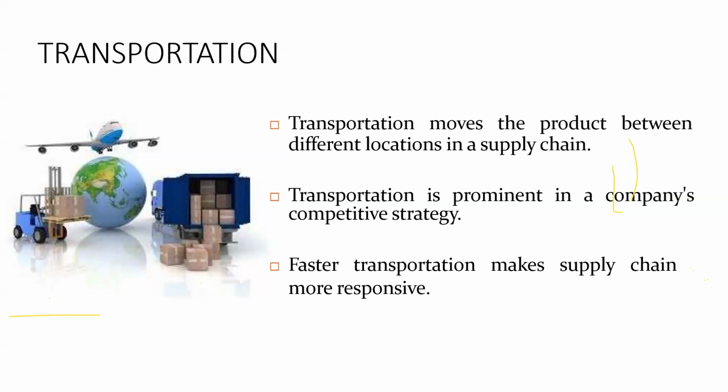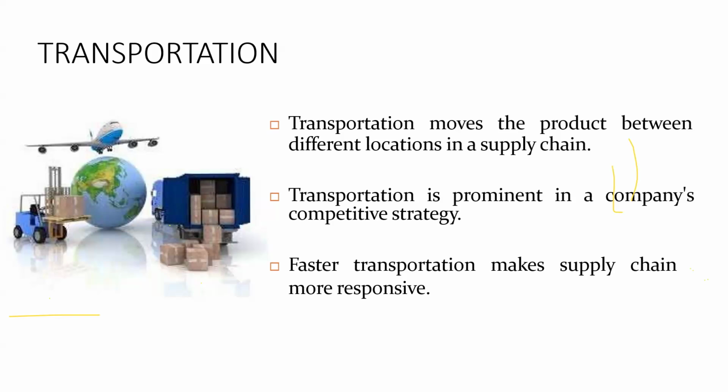And faster transportation makes the supply chain more responsive. So when will a customer be happy and satisfied? Imagine a scenario where the customer has received a wrong product, but it has been delivered at least a day before the promised date. You can see the customer will not be so furious. But even if you are giving the right product to the right customer, but you are delaying the distribution service, any customer will be dissatisfied with your product and service. That's the mentality of the customers, the mentality of the consumers.